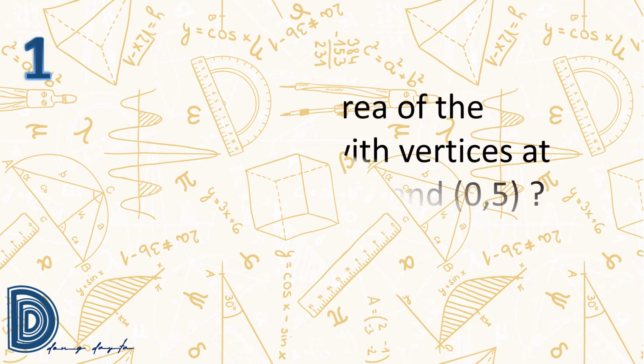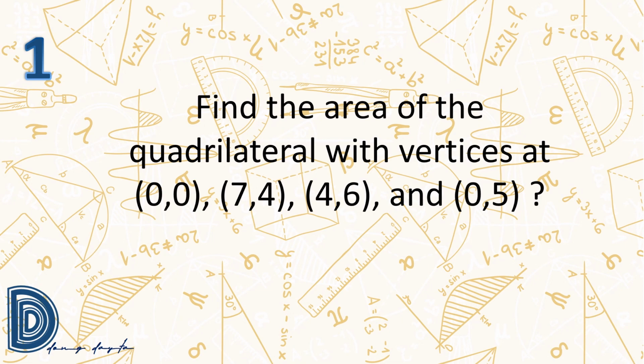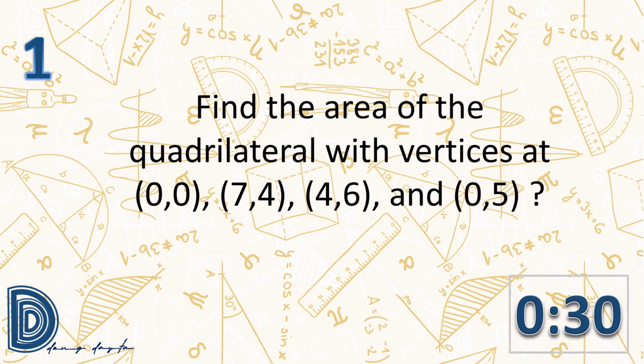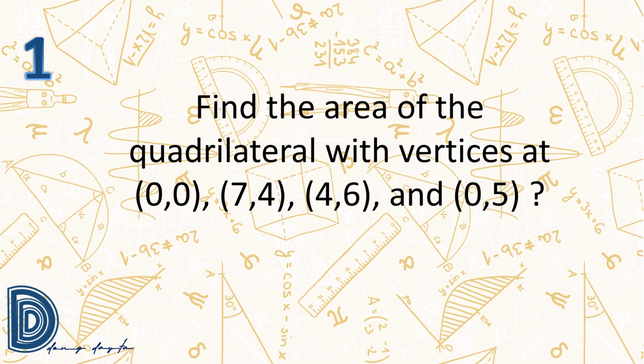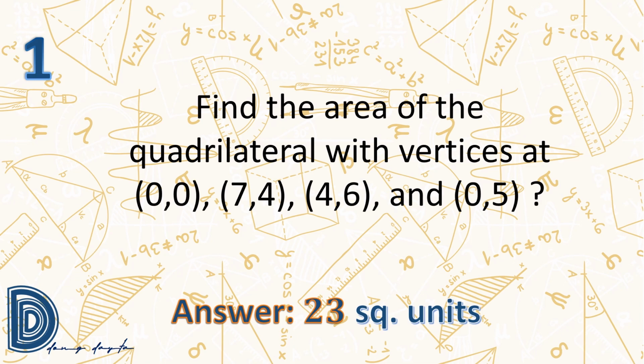Let us begin with question number 1. Find the area of the quadrilateral with vertices at (0, 0), (7, 4), (4, 6), and (0, 5). Again, find the area of the quadrilateral with vertices at (0, 0), (7, 4), (4, 6), and (0, 5). Go! Time is up. The answer is 23 square units.